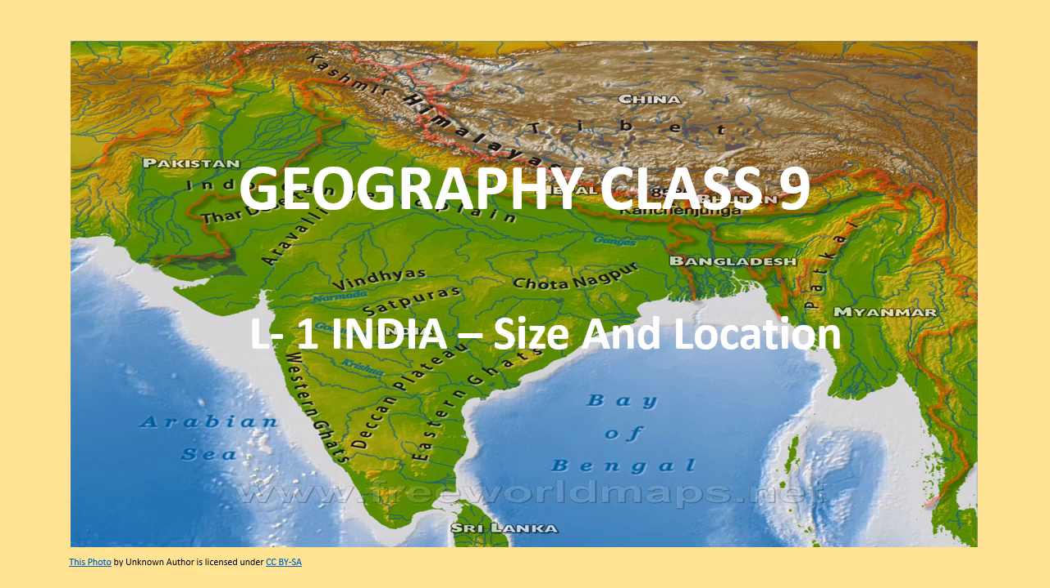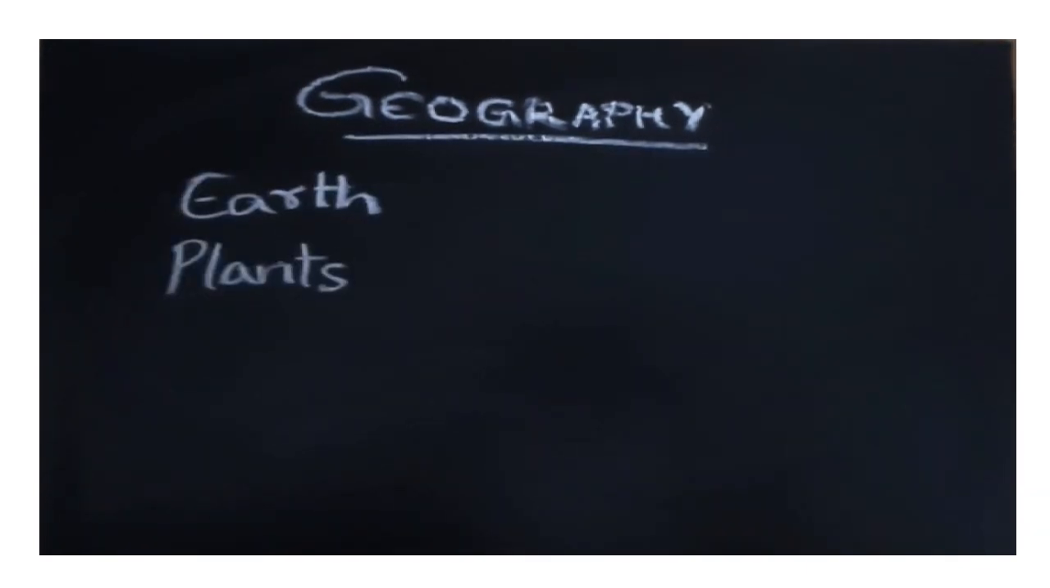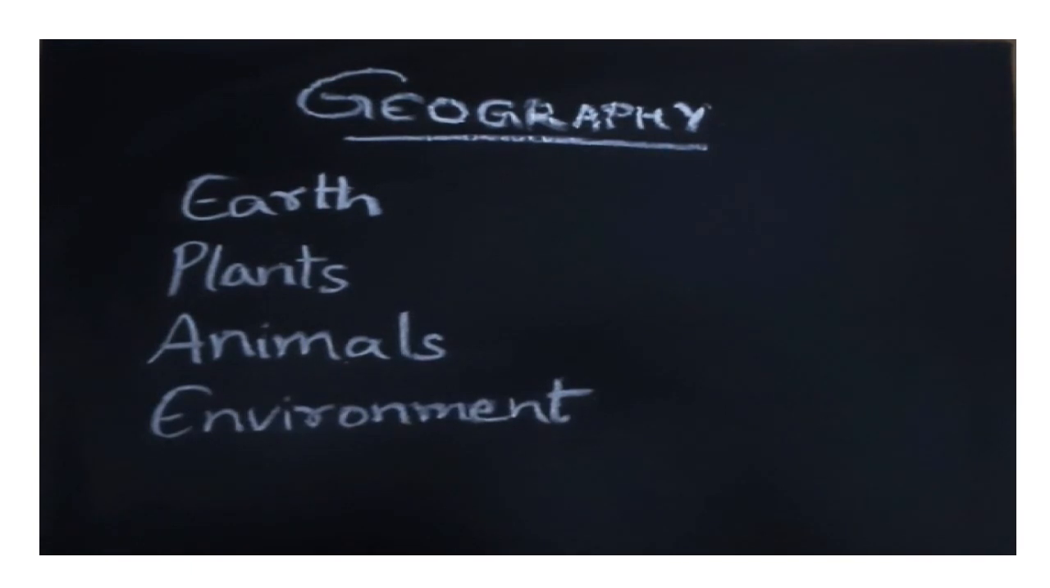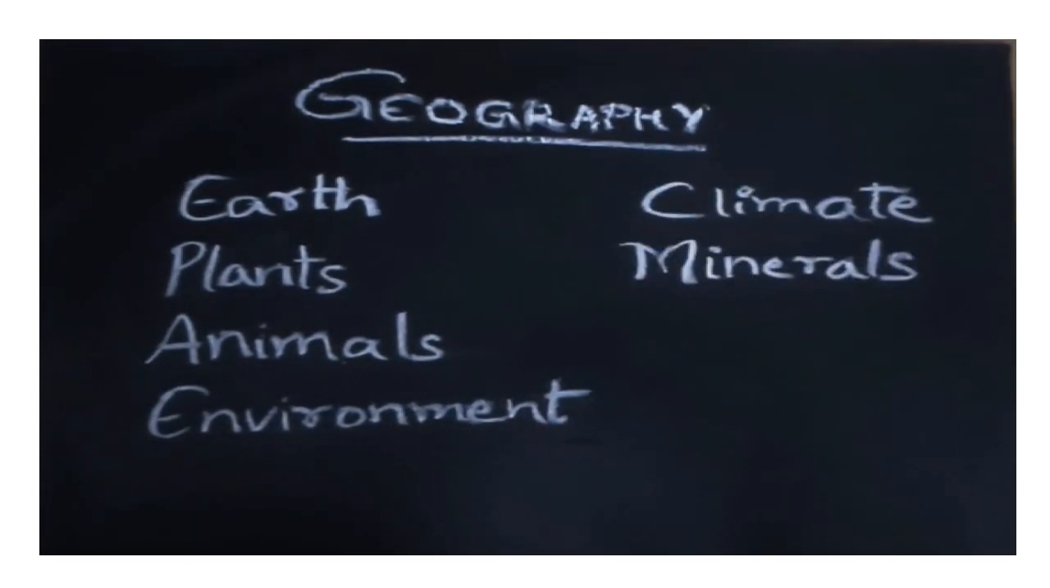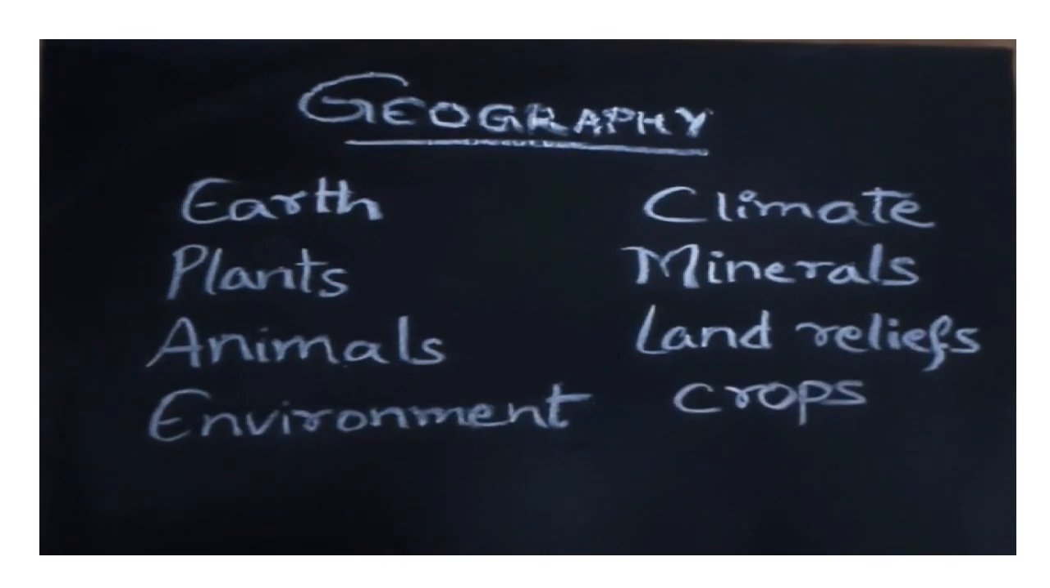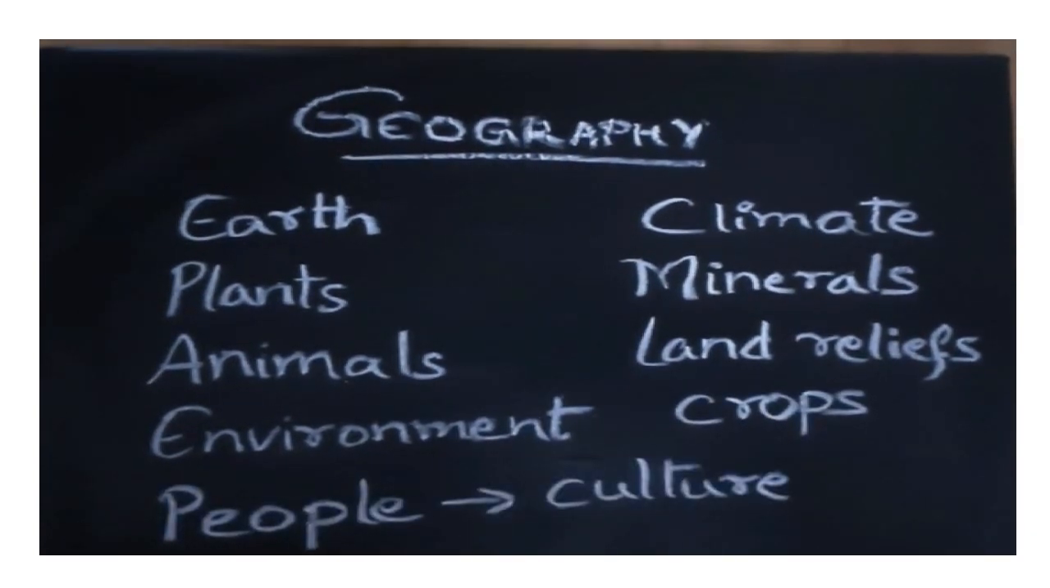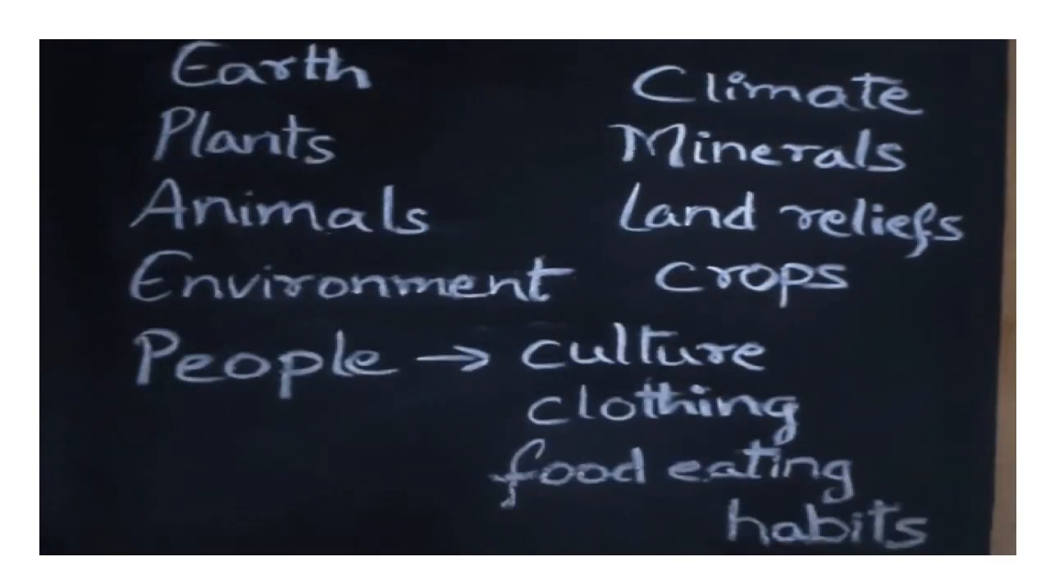Before we move ahead, since this is our first class in geography, let's start with the explanation. What do you understand by geography? From your very childhood, you have been learning about earth, plants, animals, environment, climate, minerals, land reliefs, crops, people, their culture, clothing, food eating habits, and many more. All these topics come under geography. So, what is geography?